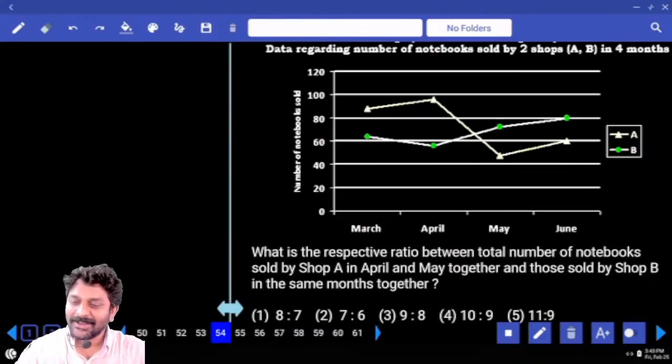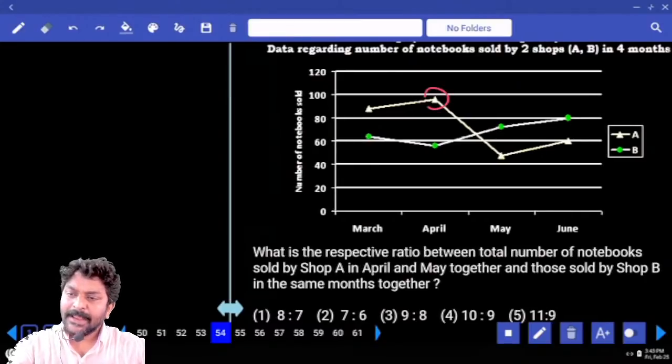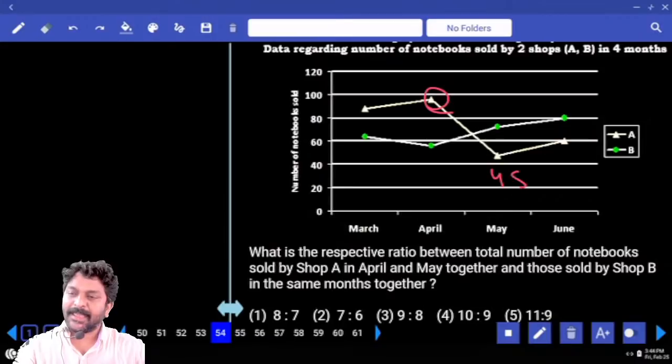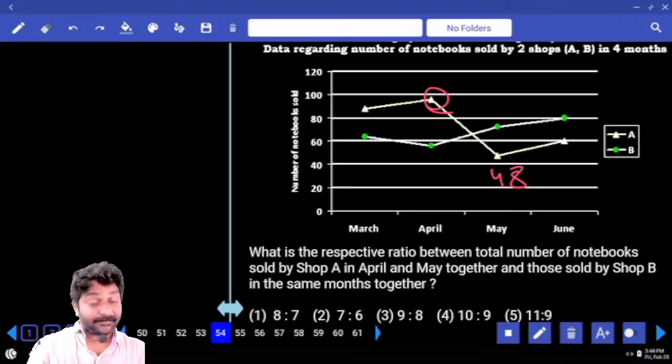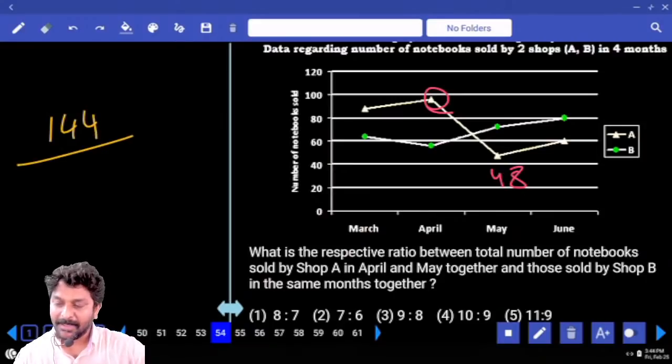What is the respective ratio between total number of notebooks sold by shop A in April and May together? A in April and May. April, A, 96, and May we already calculated, it was 48. 96 plus 48 is 144. The ratio is A is to B.